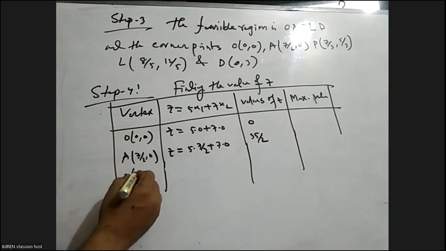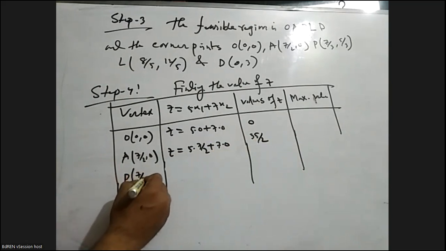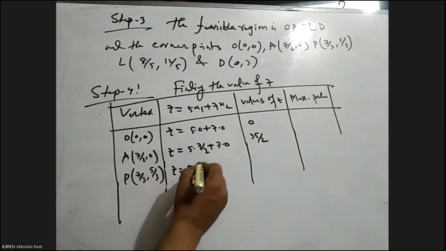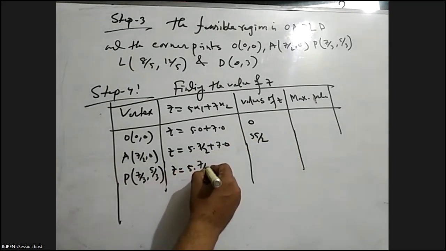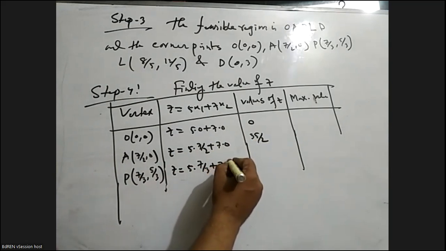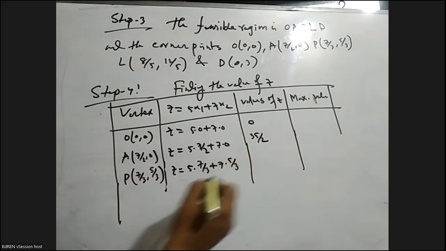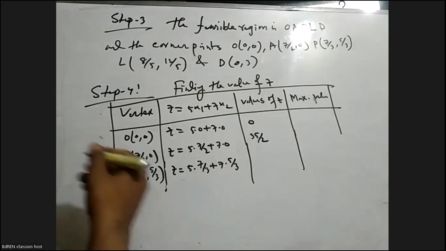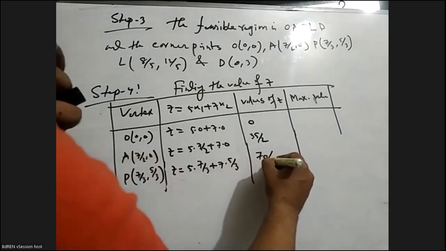Now for point P, 7/3, 5/3. Value of Z will be 5 into 7/3 plus 7 into 5/3. So at this point, Z value will be 70/3.